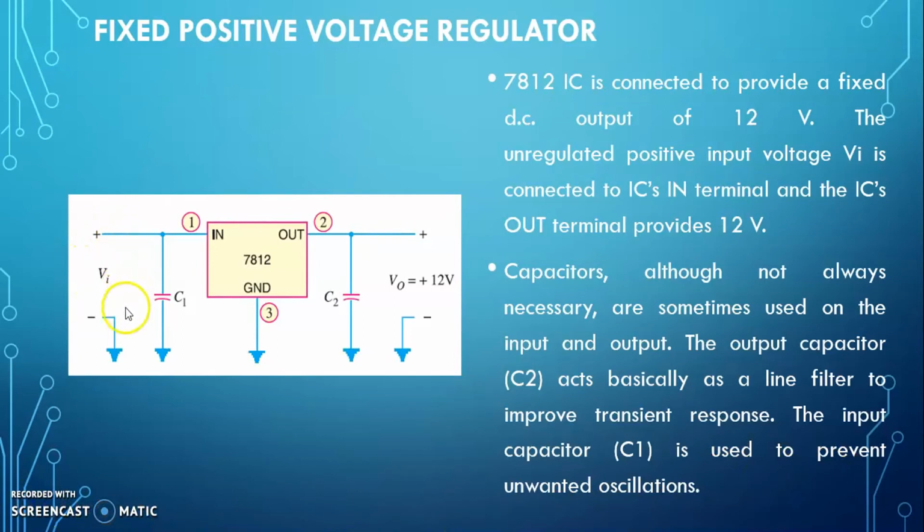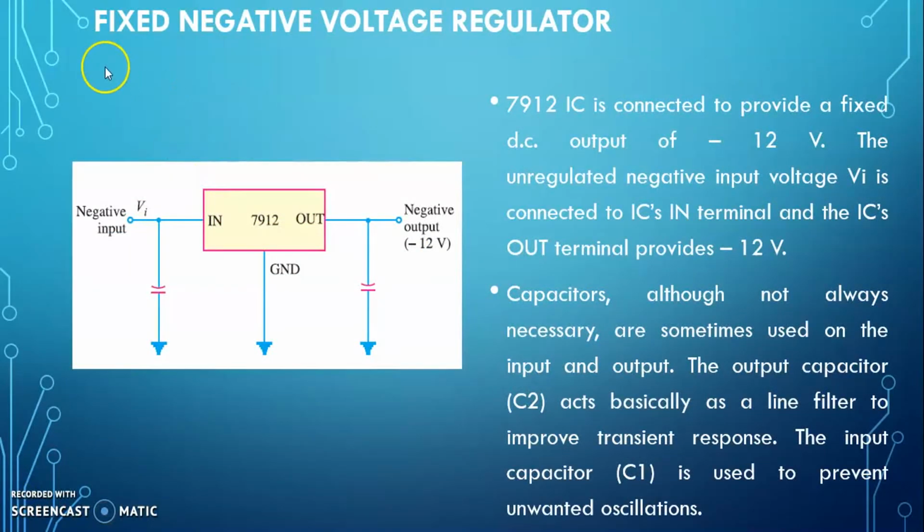Here the unregulated positive input voltage is applied to the IC 7812. This unregulated positive input voltage is coming from the filter. We know that the filter output has some ripple and AC component present. To get pure DC voltage, we can use the regulator, here the regulator IC 7812. It provides the constant output voltage of 12 volt.